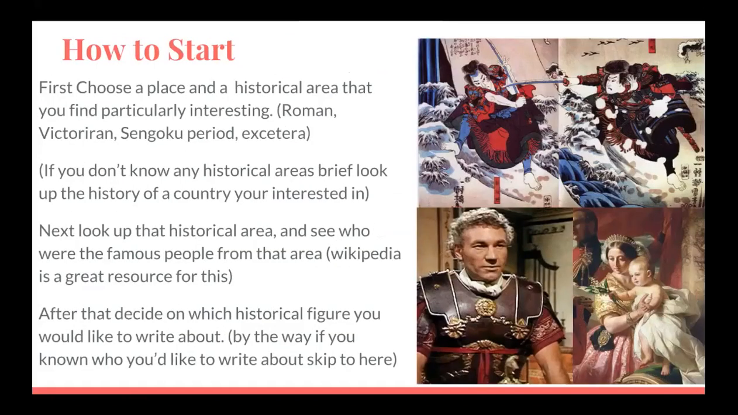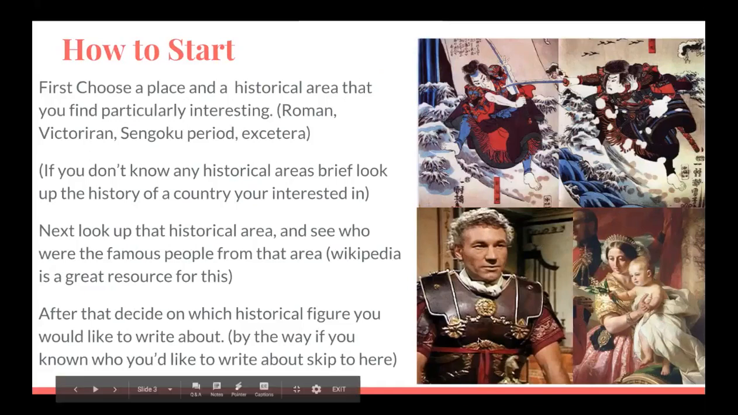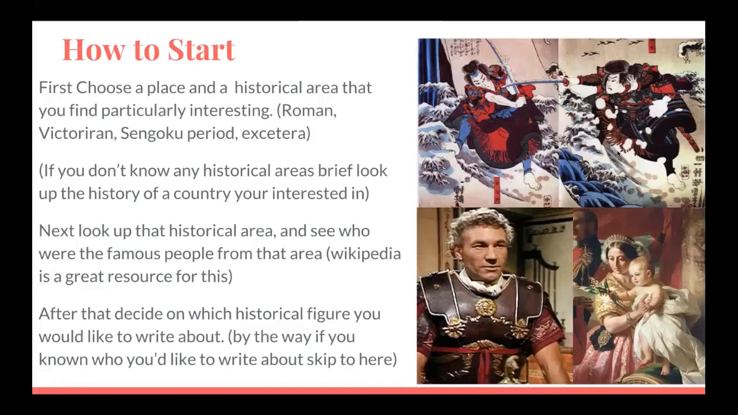Anyway, so how are we going to start this historical fiction project? Well, first, you need to figure out what era you want to write about. So if you have a particular country or a particular era that you're really fascinated about, great. Here are a few examples. The Roman period, the Victorian period, the Japanese period known as the Sengoku period, the Warring States period. All three great ideas, and there's thousands more.